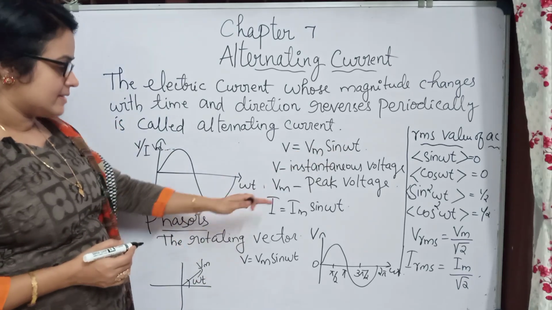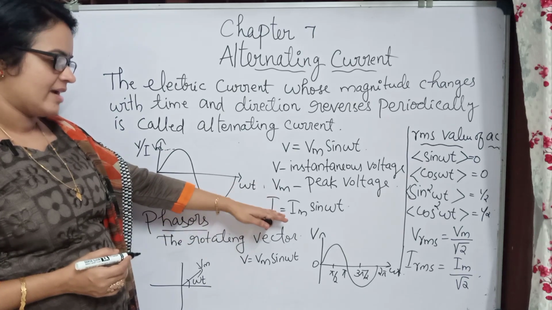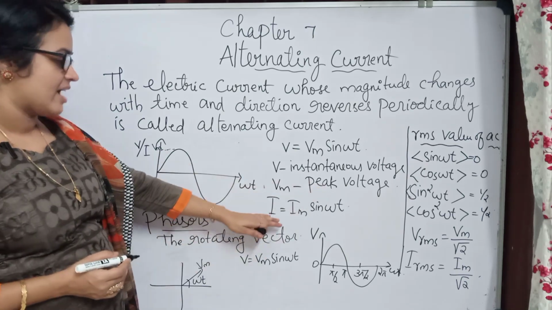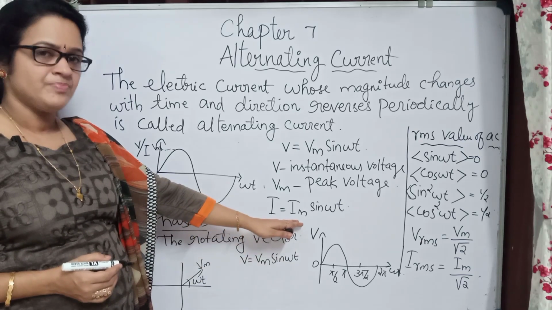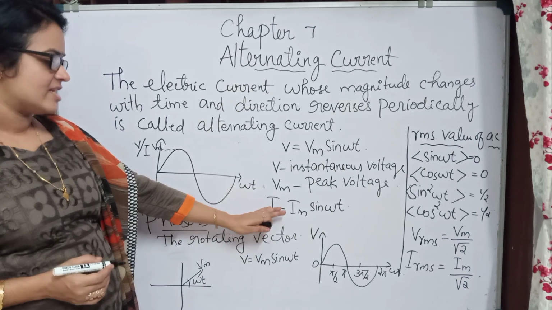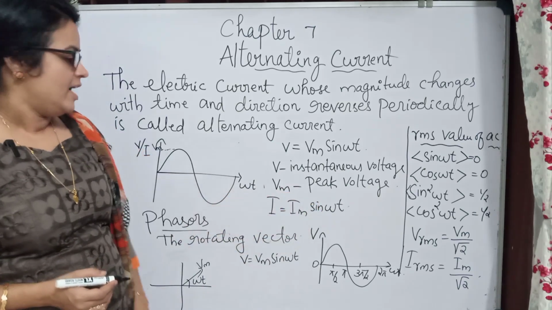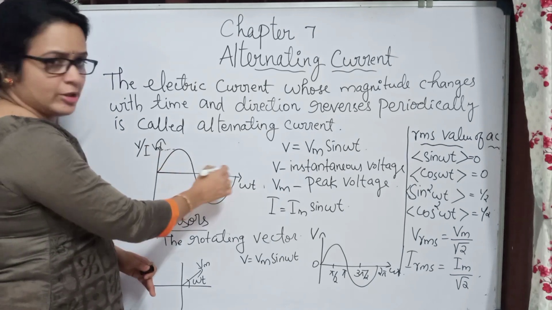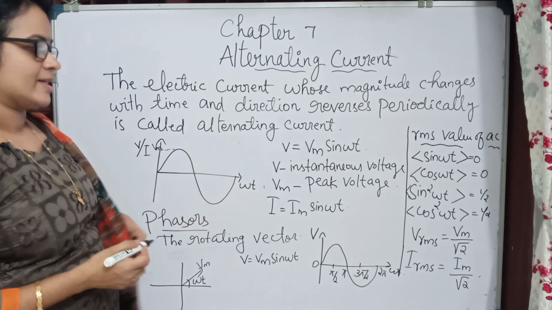And if you are considering current, current is also in the same way. I is equal to Im sin omega t. Here I will be the instantaneous current and Im is the peak value of current. So this is the instantaneous voltage, current, and this is the peak current. And this diagram we will use always, so the representation you have to understand.